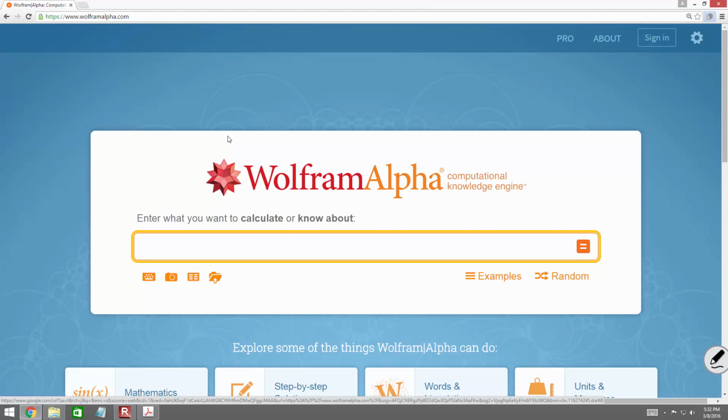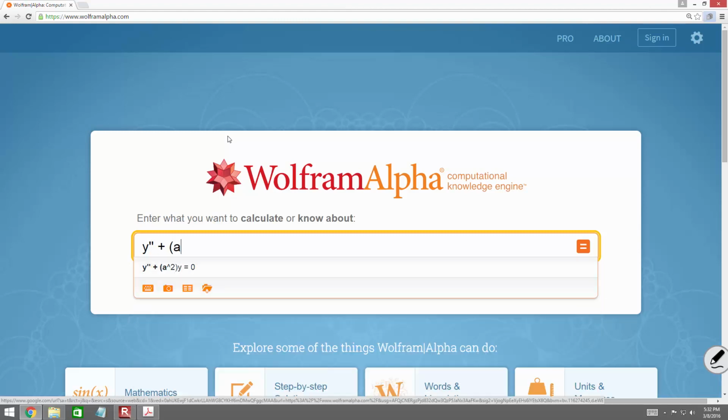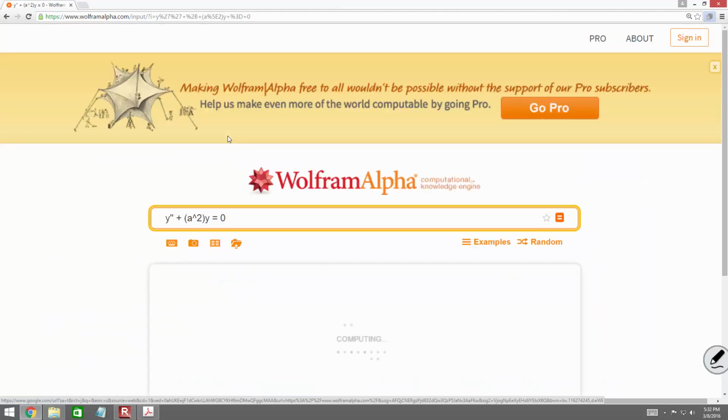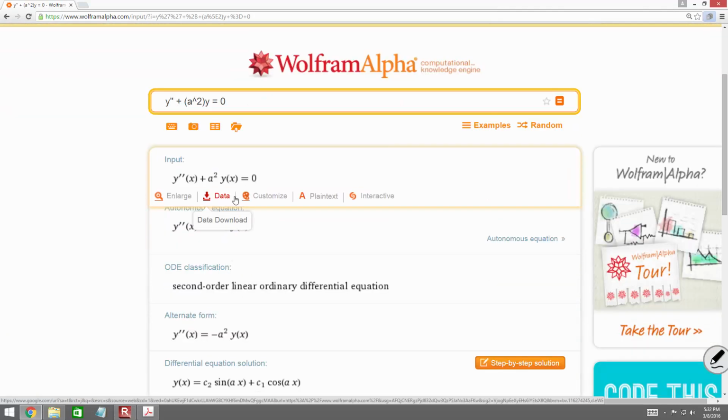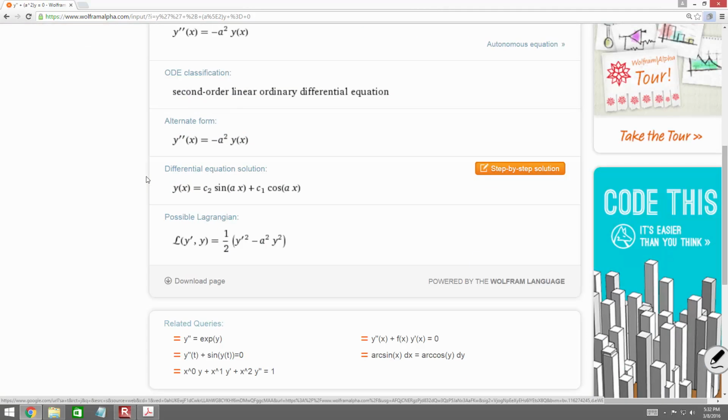For the purposes of using Wolfram Alpha, I'm just going to use conventional notation like primes and y's and x's. But really what we have is y double prime plus, we'll call it a squared, and see, there it is right there. A squared times y is a familiar differential equation. I know it's in primes in terms of dots, but in the end it's the same concept. It identifies it as a second order linear ODE, ordinary differential equation, and it provides the solution.